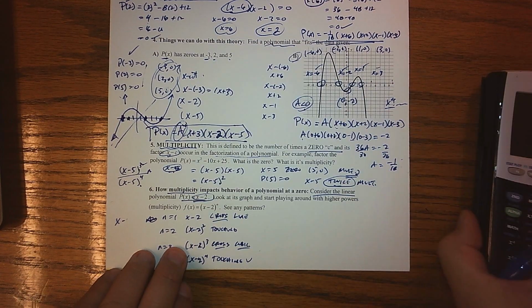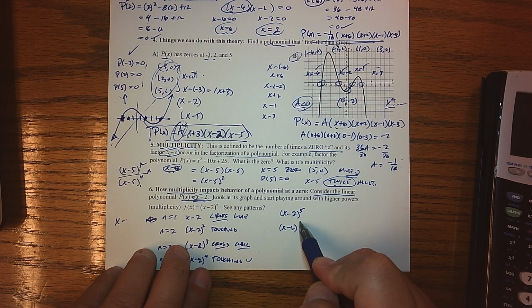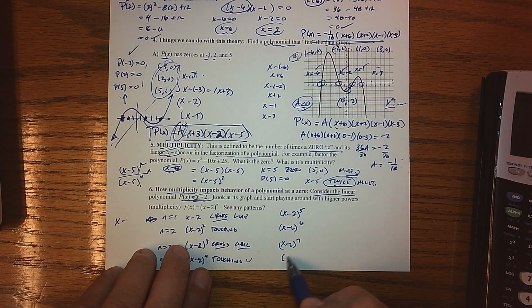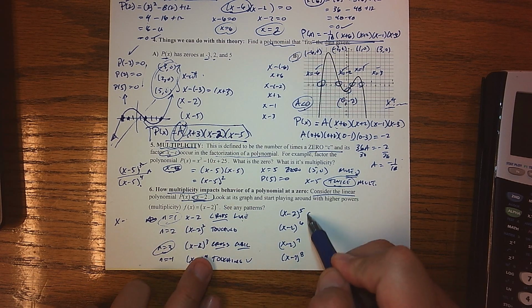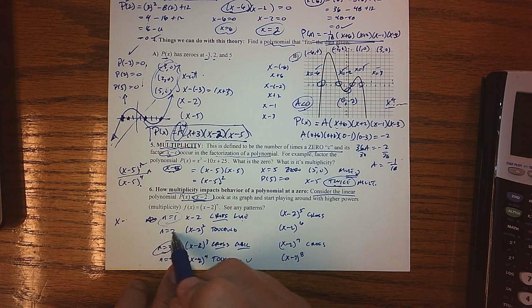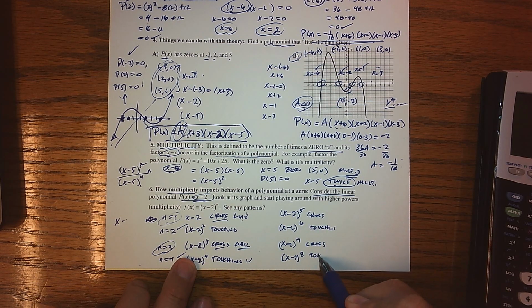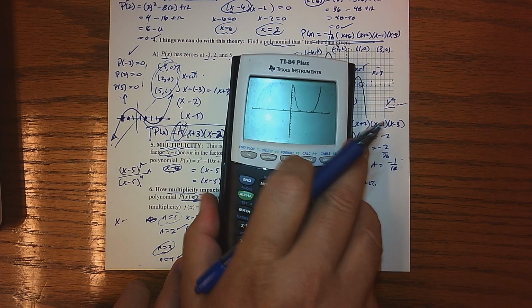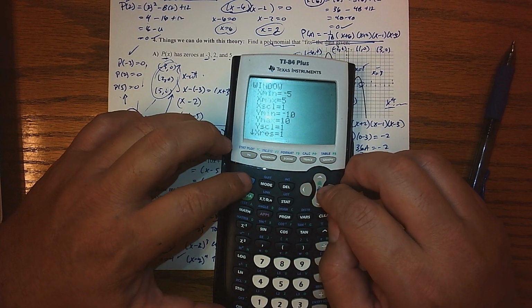And if you continue on, if we looked at (x - 2) to the 5th, and (x - 2) to the 6th, and (x - 2) to the 7th, and (x - 2) to the 8th, you kind of see a pattern. It looks like if we have an odd multiplicity, we are in fact crossing the x-axis at that location. And if we have an even multiplicity, then we are basically just touching the graph. And what's different, though, is how we're touching it. So let's go ahead and investigate the even ones first.